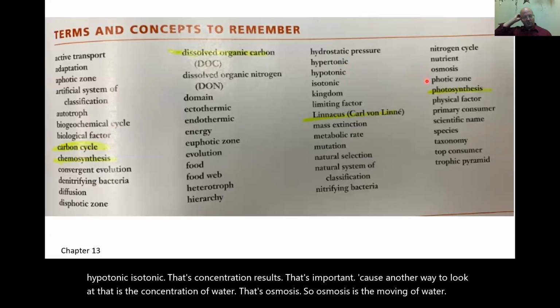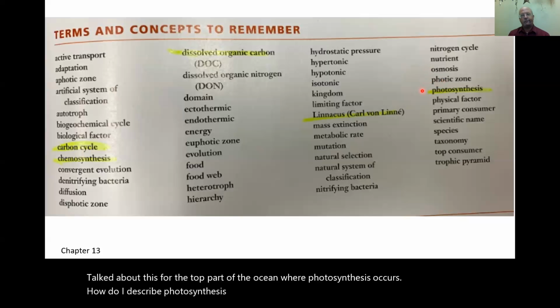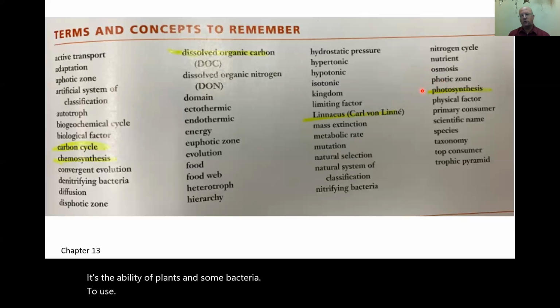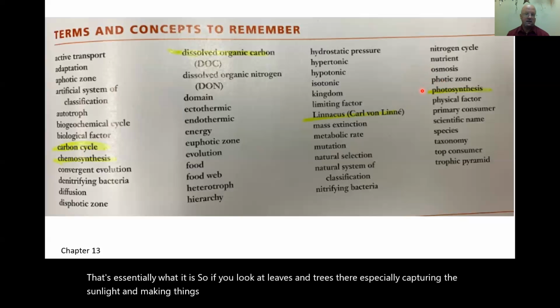Photic zone, talked about this before, the top part of the ocean where photosynthesis occurs. Photosynthesis, how do I describe photosynthesis in a definition? It's the ability of plants and some bacteria to use light energy from the sun to make essentially sugar. That's essentially what it is. So if you look at leaves and trees, they're essentially capturing the sunlight and making things out of it. Leaves, seeds, which are eaten by other things.